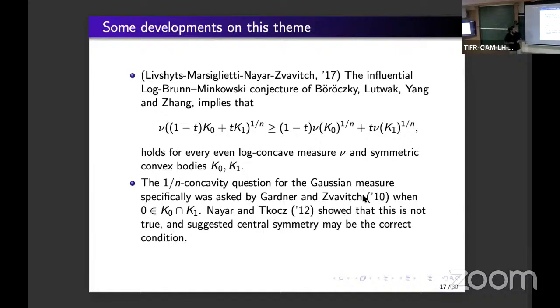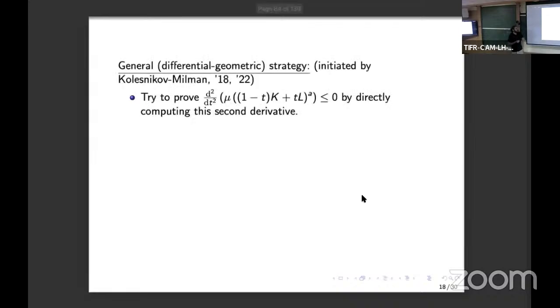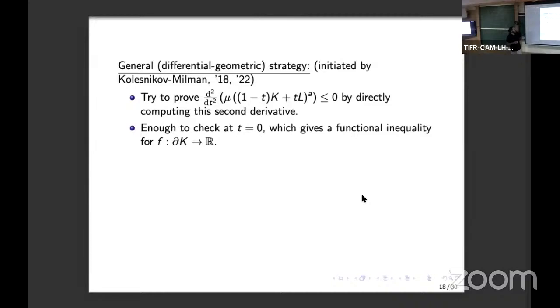So what did we do since then? Most developments have followed a differential geometric route of directly differentiating what you want to prove. If you want to prove that this thing is concave in t, you can differentiate it twice and show that the derivative is negative. It is much harder than it sounds, but it is enough to check here. The Minkowski sum of convex things is always convex, so it is enough to check at time t equal to 0. And this condition at time t equal to 0 gives a functional inequality for some function on the boundary of the convex body.